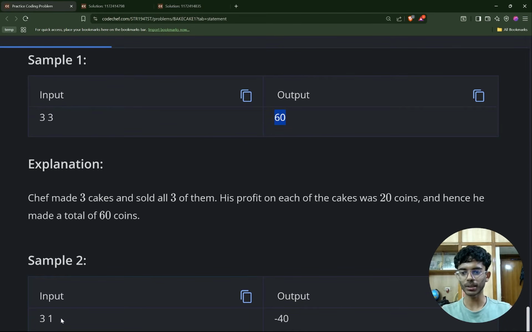In the second sample input, the chef made a total of 3 cakes and was able to sell just one of them. So the money he made is equal to 50 times 1 minus 30 times 3, which is 50 minus 90, which is minus 40, where the minus indicates that Chef lost money. So this is pretty much the problem statement and sample input. Now for the solution, all we need to do is take in the input of N and M as integers and print 50 times M minus 30 times N, and that's it.